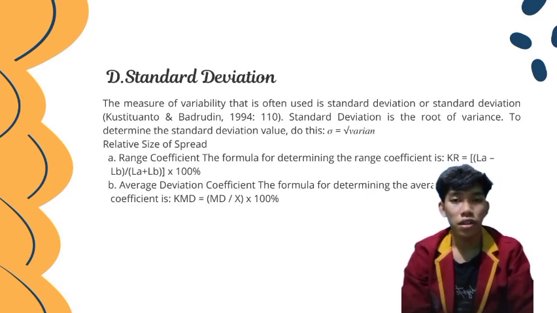F. Coefficient of range. The formula for determining the range coefficient is KR = (LA − LB) / (LA + LB) × 100%. B. Average deviation coefficient. The formula for determining the average deviation coefficient is KMD = MD / X̄ × 100%.